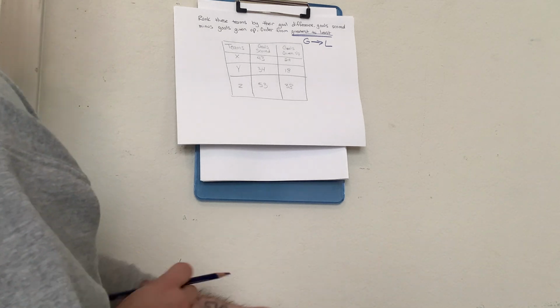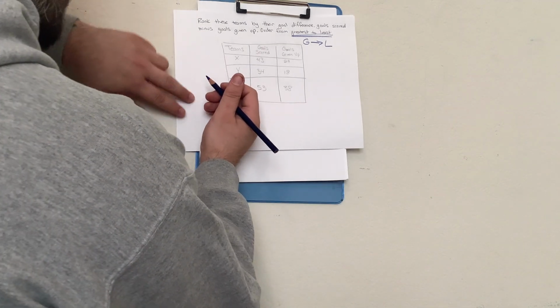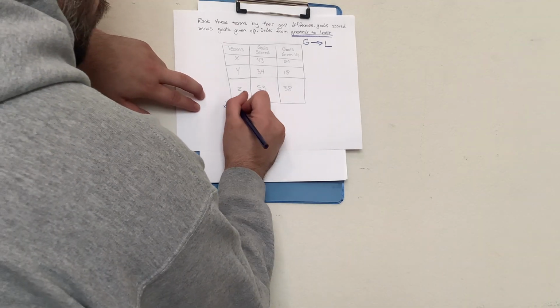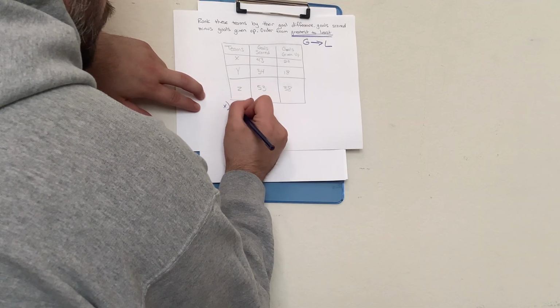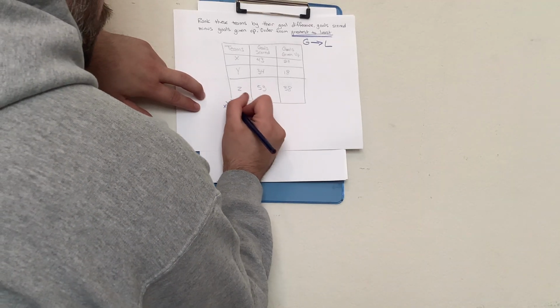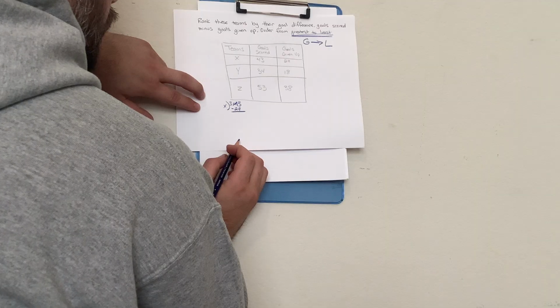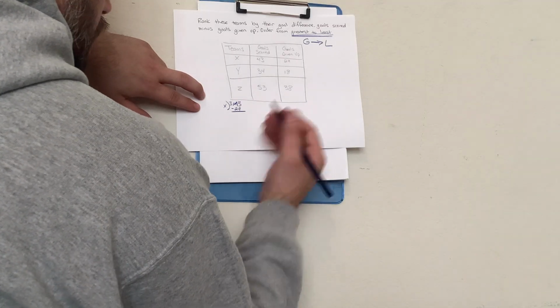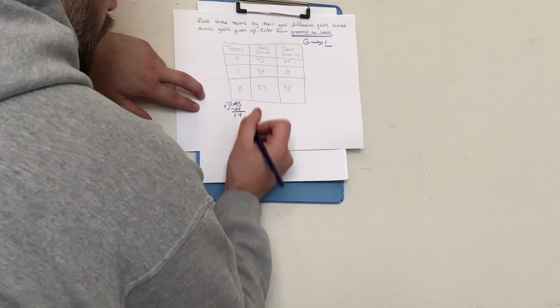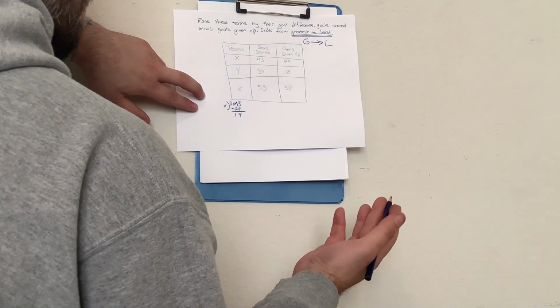This is pretty simple. So let's do Team X, okay? 43 goals minus 29 goals given up. I'm going to borrow there. Difference between 9 and 13 rather is 4. 3 minus 2 is 1. So 14.